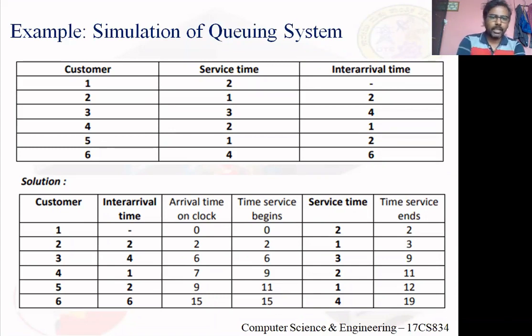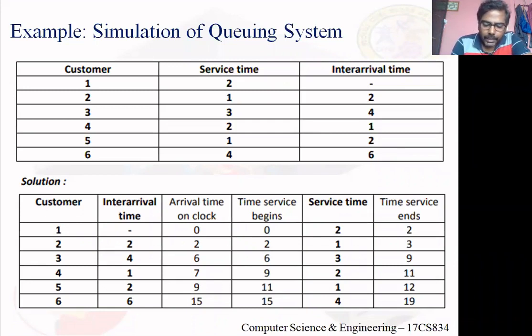Okay, now let me fill the first row. All of you listen cautiously. Look at the second table's first row, how I'll fill those entries. The inter-arrival time for the first customer is nothing, it's a dash. So the arrival time of the first customer is 0. The first customer arrived at time 0.